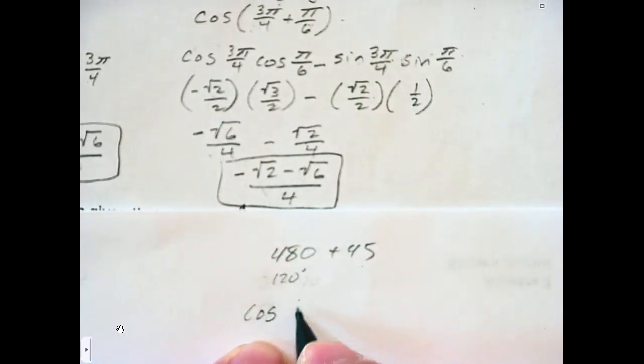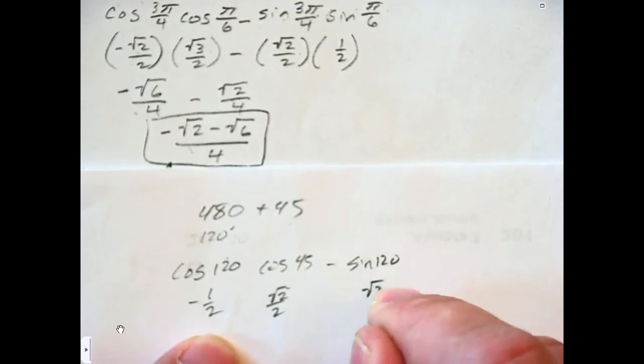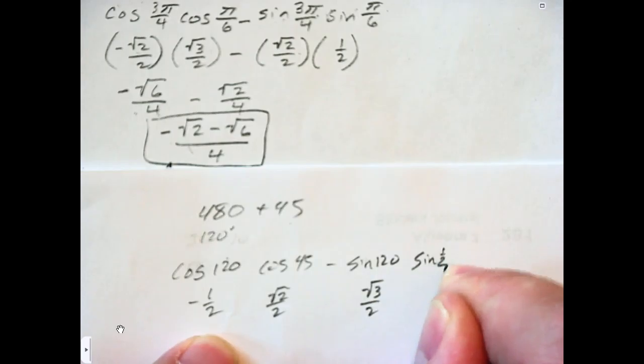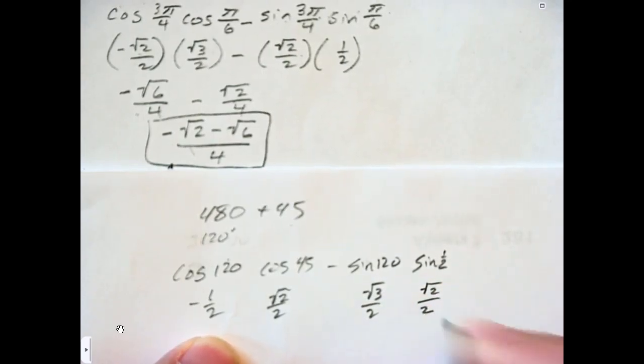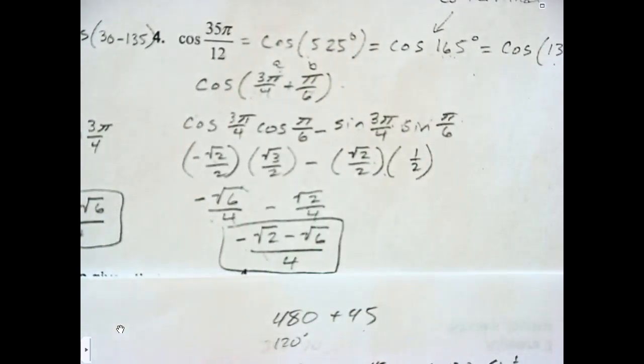Okay, so 120 and 45, so that would be cos 120, which is negative 1/2. And cos of 45, which is root 2 over 2. And sine of 120, which is root 3 over 2. And sine of 45, which is root 2 over 2. Did you get the same answer? We did, but we just messed up in the work part. Okay, so you figured out what you did wrong? So it gives us the same here. Okay, others?